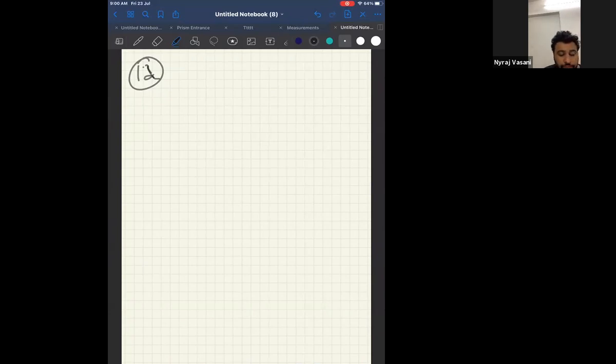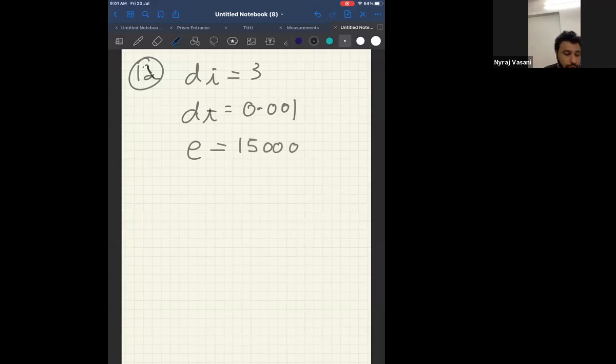If the current of 3 ampere flowing in the primary of a coil is reduced to 0, that means change in current will be 3 ampere itself, because from 3 ampere it is reduced to 0 in 0.001 second. Then the induced EMF in the secondary coil is 15,000 volt. What is the mutual inductance?